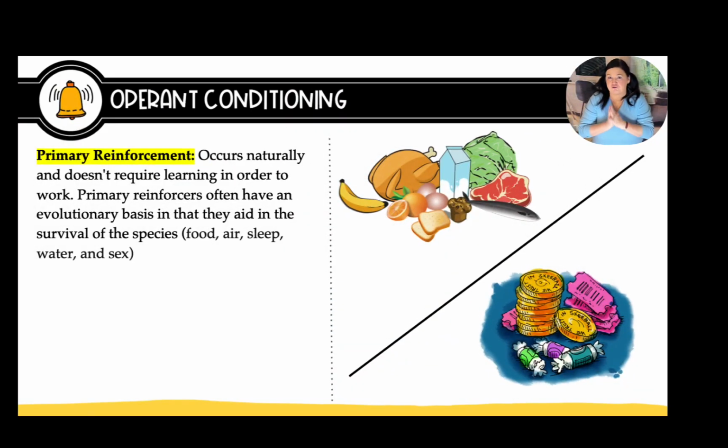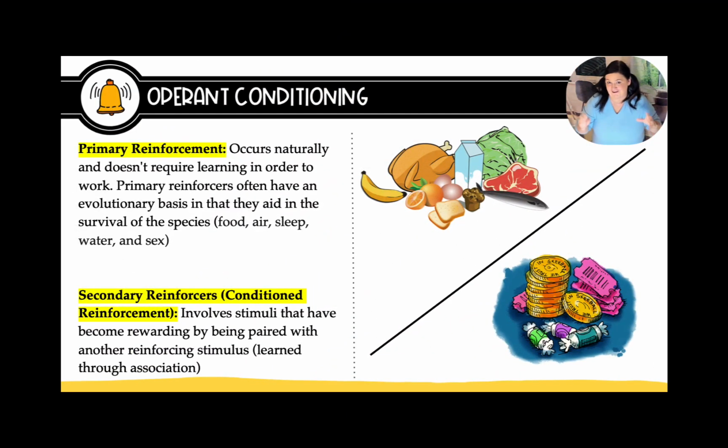Okay, a primary reinforcer is innate, meaning we are born to be reinforced by the stimulus. It's innately reinforcing, and it usually satisfies some biological need, like eating food or drinking water or breathing air or getting sleep or having sex. Okay? These biological needs, these reinforcers, have an evolutionary basis in that they aid in the survival of our species. We are born to be reinforced by the stimulus, and they are innately inside of us.